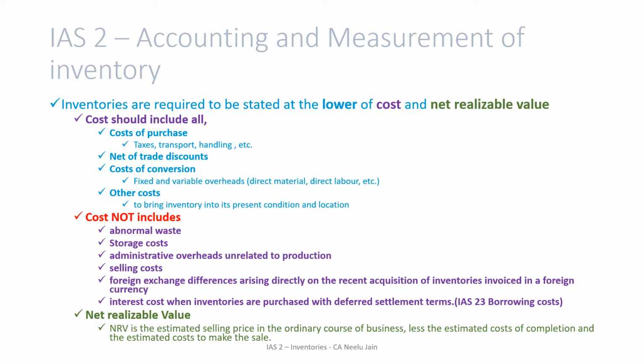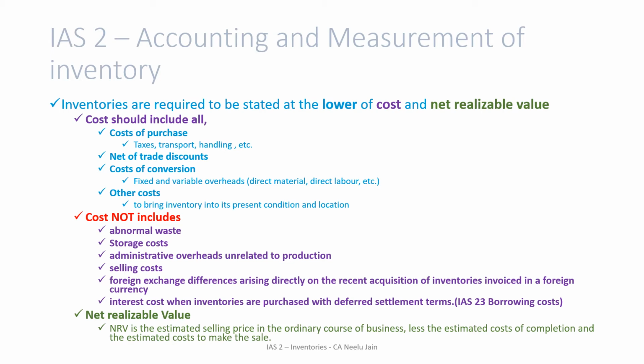Now, if you see here, there are two definitions, the cost and net realizable value. Both are being defined under IAS 2. What is cost and what is net realizable value? First, let's look at cost. As per IAS 2, your cost should include cost of purchase, like taxes, transport, handling, etc.